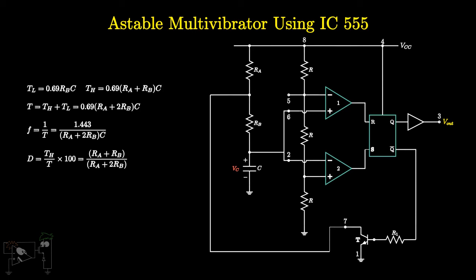Alternatively, we can use a diode in parallel to RB. The diode will short out RB during the charging cycle. Hence, while charging the capacitor only charges through RA, and while discharging, the capacitor only discharges through RB. If we choose RA equals RB, we get a duty cycle of 50%.